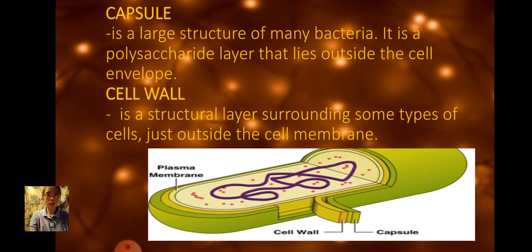And the next one is the cell wall. It is a structural layer surrounding some types of cells just outside the cell membrane. The cell wall surrounds the plasma membrane of plant cells and provides tensile strength and protection against mechanical and osmotic stress.